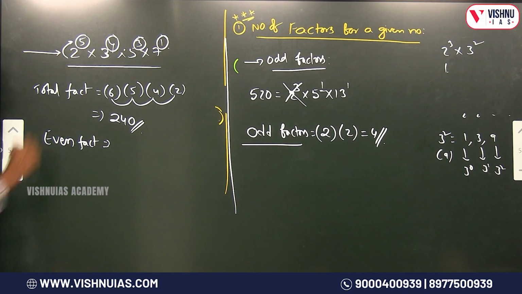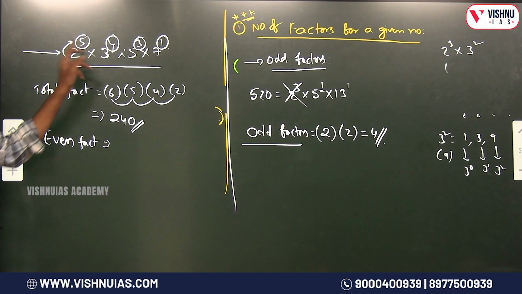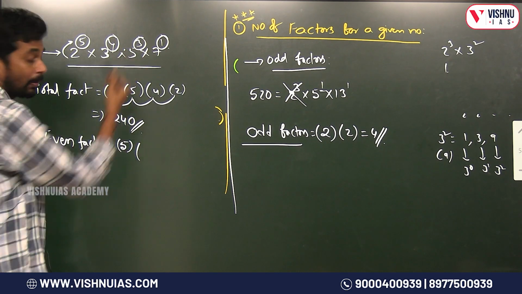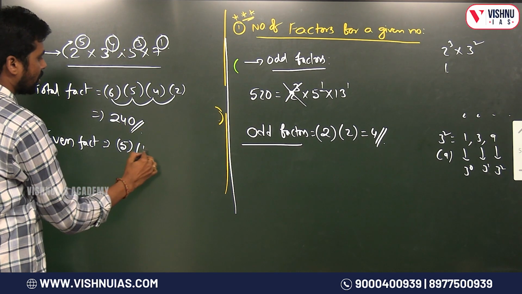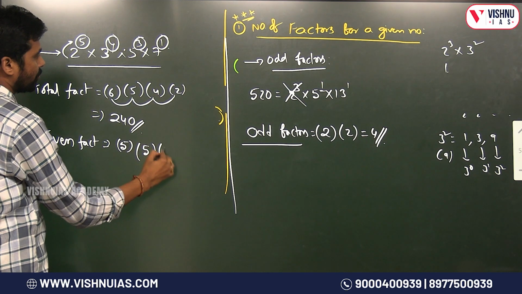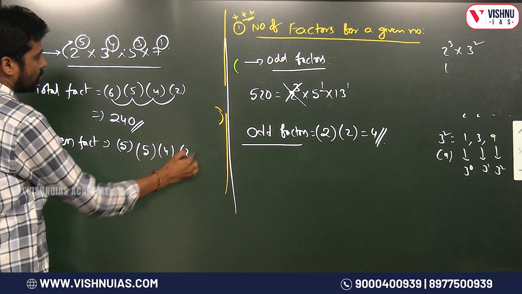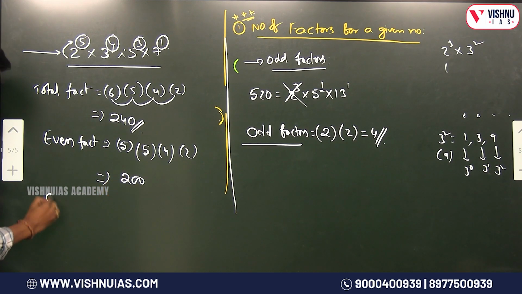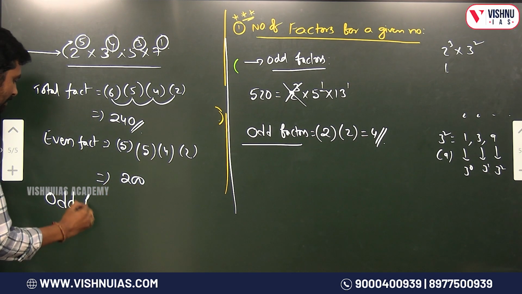Okay, now if you find out the even factors, when you are finding out the even factors, you take the power of 2 directly. So what is the power of 2? 5. So you write that number only. The rest of the numbers will have 1 added. So 4 plus 1 is what? 5. 3 plus 1 is what? 4. 1 plus 1 is what? 2. Okay. So what is the answer? 200.